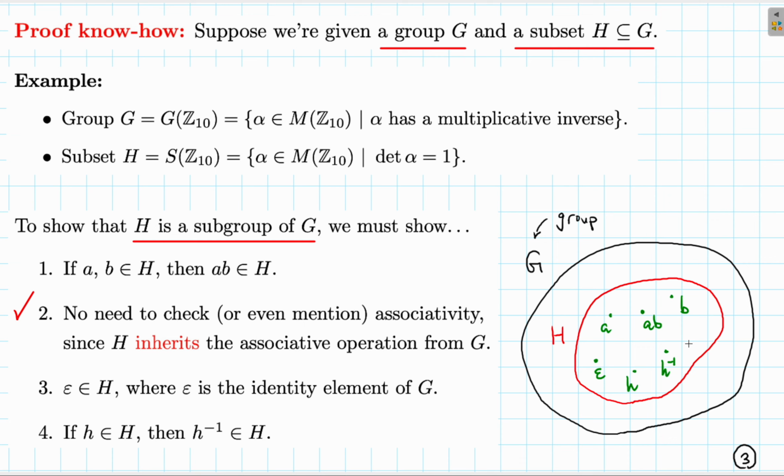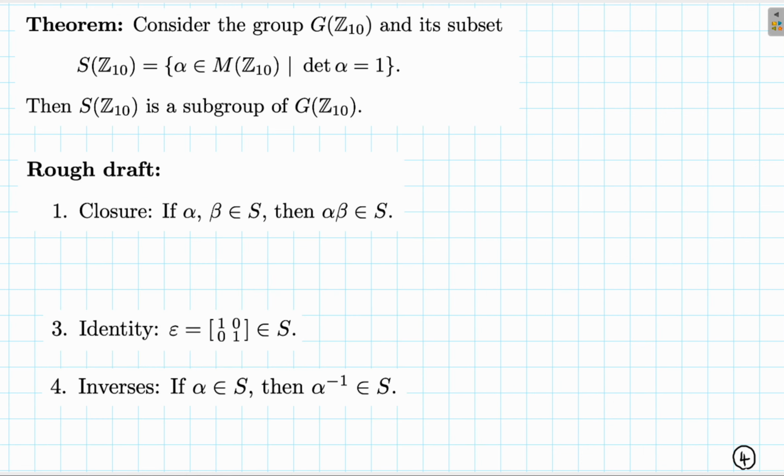And let's apply these ideas to the example that we have of our matrix groups. So here's the theorem that we'd like to prove. Consider the group under multiplication, G of Z10, and its subset S of Z10 consisting of those matrices with determinant 1. And our goal is to show that S of Z10 is not just a subset of G of Z10, but a subgroup of G of Z10.